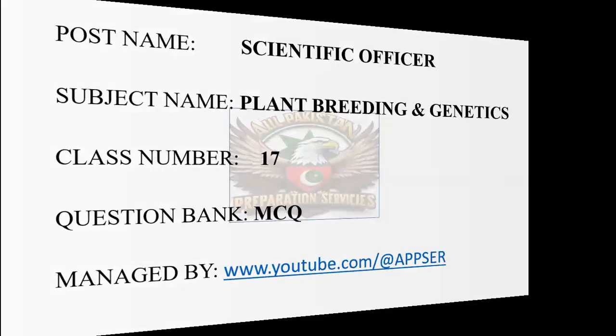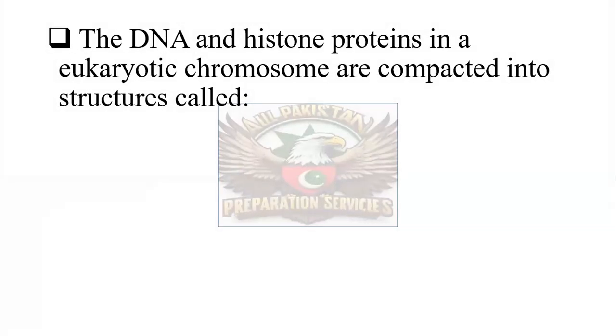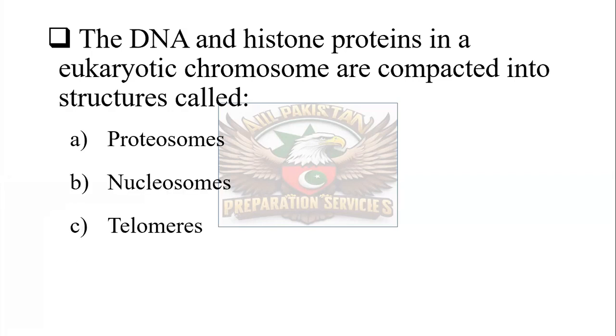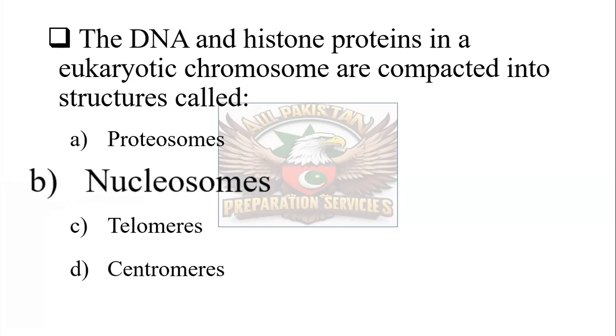Let's move towards our first question. The DNA and histone proteins in eukaryotic chromosomes are compacted in structures called proteosomes, nucleosomes, telomeres, or centromeres. The correct one is nucleosome. When the DNA and histone protein in all eukaryotic chromosomes are compacted in a structure, this structure is known as a nucleosome.